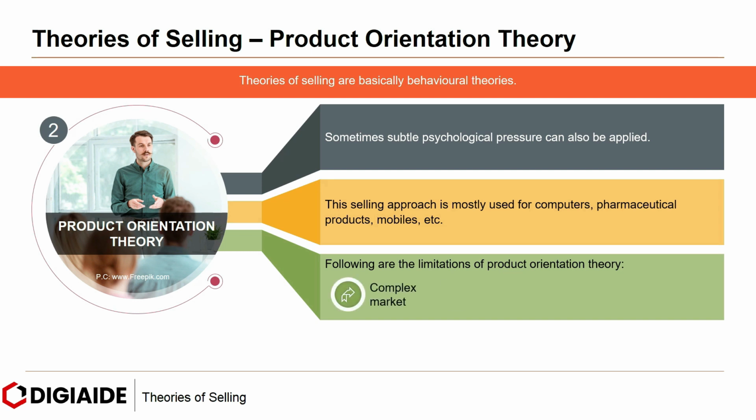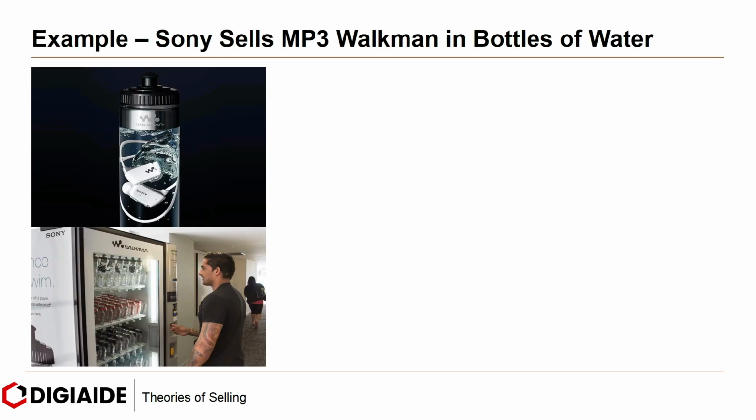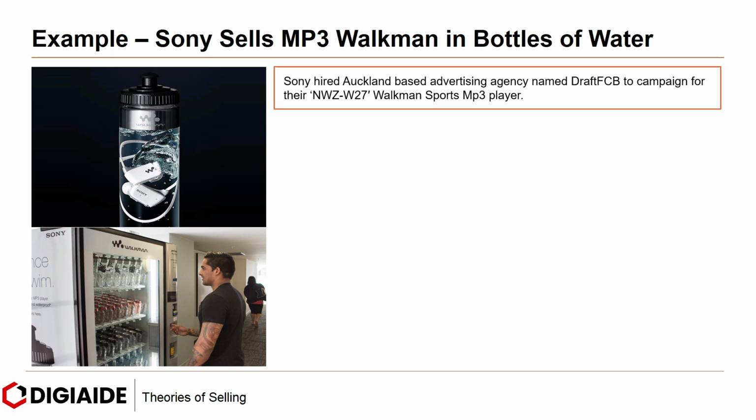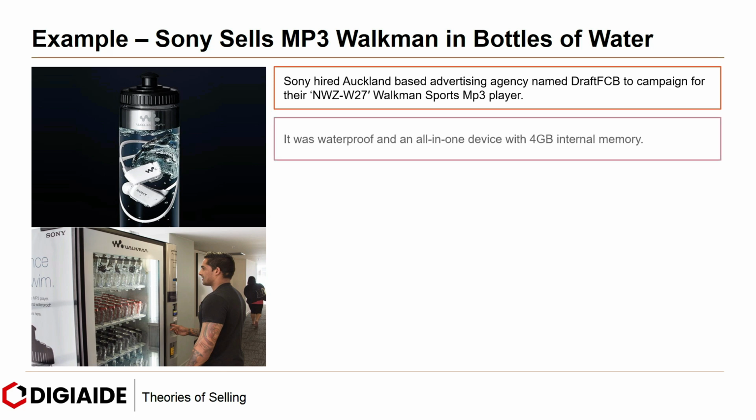First, complex market. Second, customers are now aware of substitutes. And third, increase in competition. The example in this case is of Sony, of how it demonstrated to the customers the advantages of buying their waterproof Walkman. Sony hired Auckland-based advertising agency named Draft FCB to campaign for their new Walkman Sports MP3 player. It was waterproof and all-in-one device with a 4 GB internal memory.